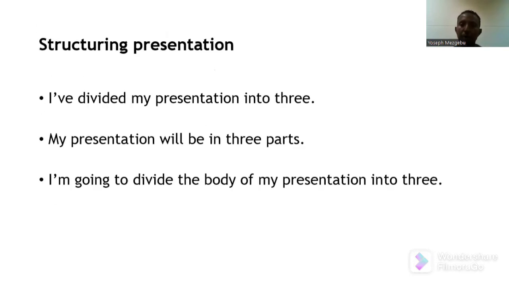the presentation. How many parts does your presentation have? I have divided my presentation into three. My presentation will be in three parts. This refers to the body only. For example, the first part of your body could be definition, then advantages, then disadvantages. These we call 3 parts. My presentation will be in 3 parts. I'm going to divide the body of my presentation into 3. These help us structure our presentation.